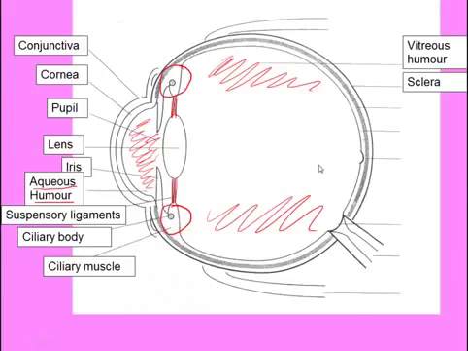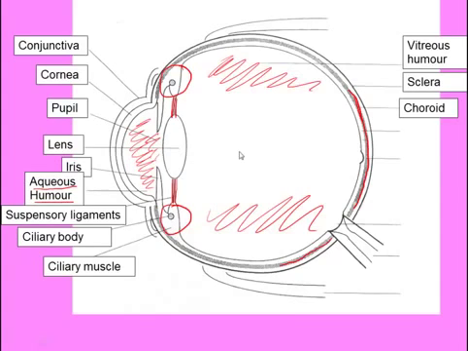If you like, the whites of your eye. It's a tough, protective coat which keeps your eye protected from damage. The choroid is the next layer in. Now, this is a dark layer at the back of the eye. This is not our light-sensitive layer. What this does, it absorbs light which has already passed through the eye.